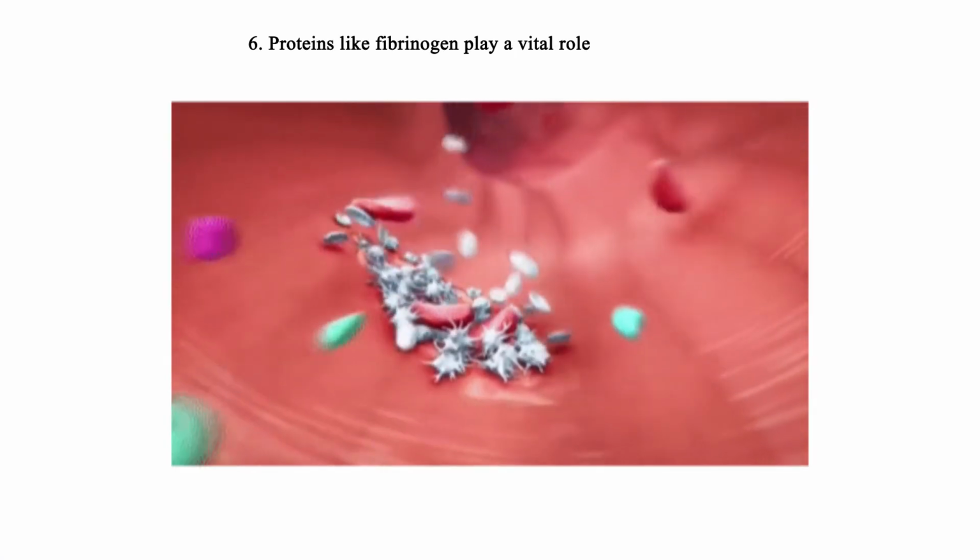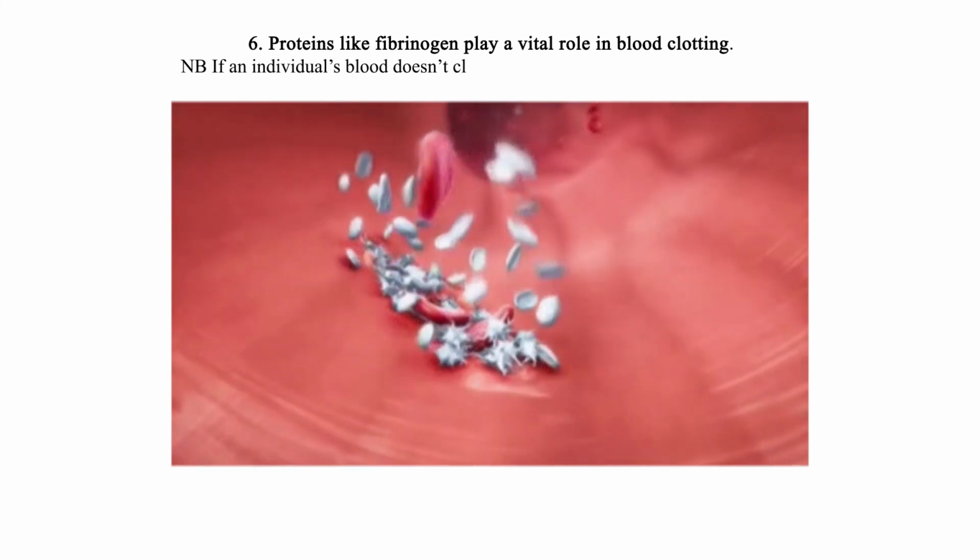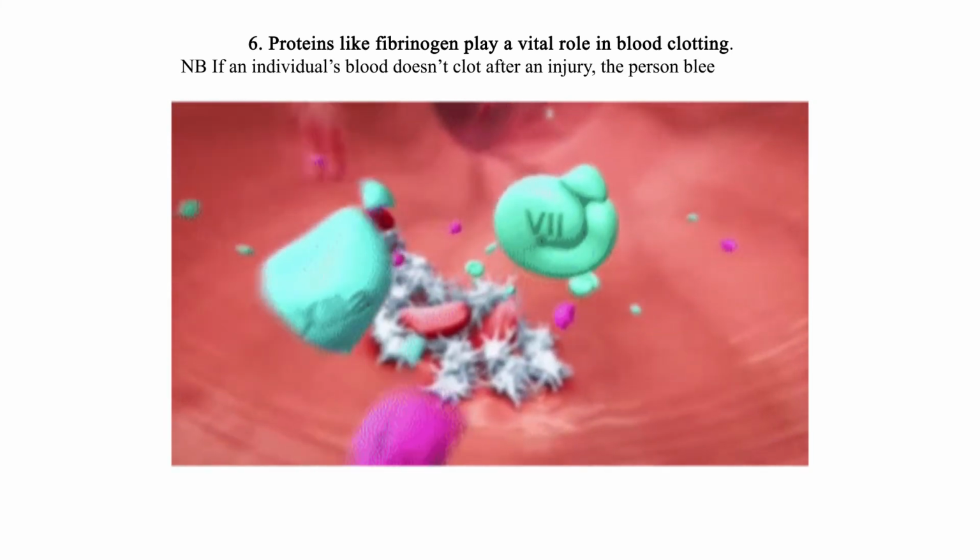6. Proteins like fibrinogen play a vital role in blood clotting. NB. If an individual's blood doesn't clot after an injury, the person bleeds to death.